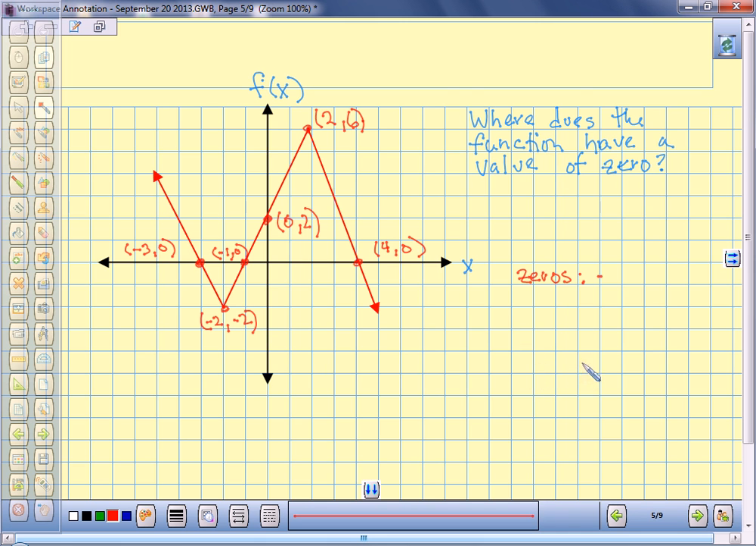Gotcha. All right, so my zeros, where the function has a value of 0. Where is that? 0, 2? Okay, if I'm asking where the function has a value of 0, wouldn't it be negative 3? The function is the f of x part. Well, why did you say where is the f of x part equal to 0? Negative 3, 0, negative 1, 0, and 4, 0.